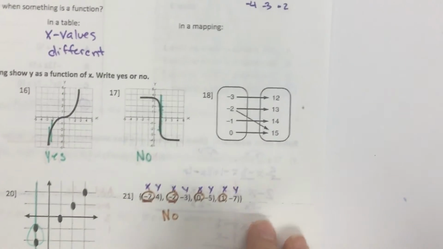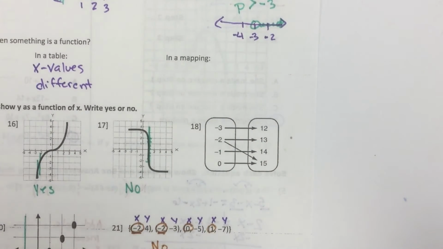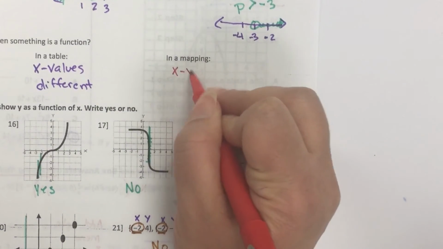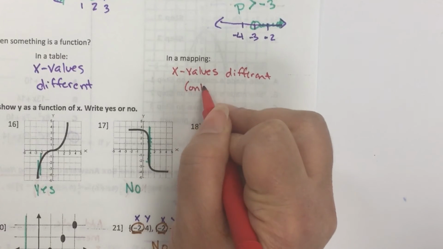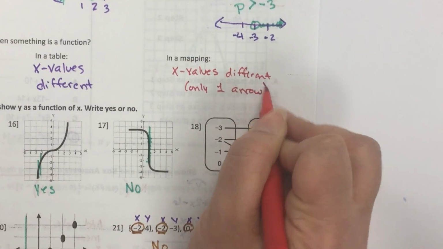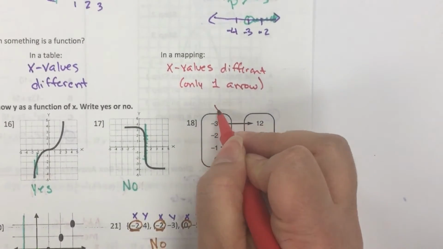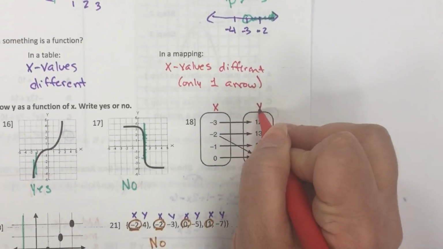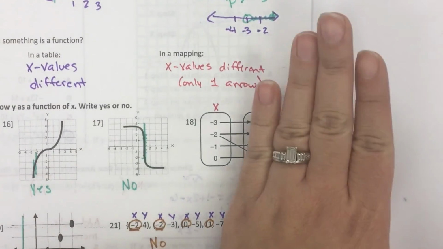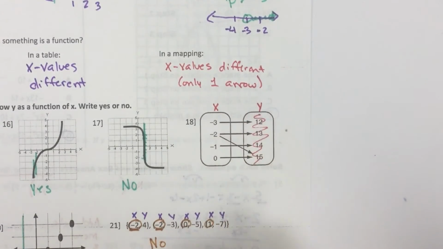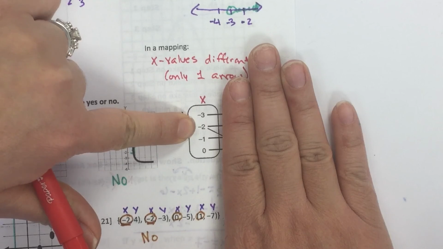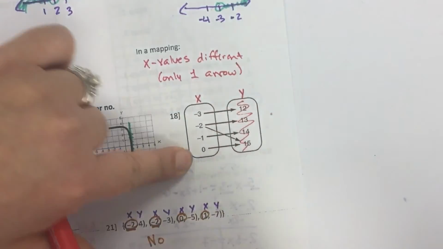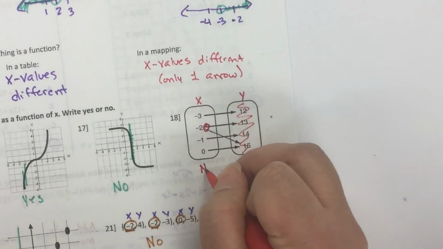For the mapping, we still want the x values to be different, but you don't want the first bubble to have more than one arrow. Okay, so when you have your mapping diagram, the first set of values are the x's, the second set are the y's. I only care about the x's when I'm determining a function, so I don't even need to look at these. So if I cover that up, I'm looking, one arrow. Here, there's 2, the -1 has only one arrow, the 0 only has one. So because of this, it is not a function.